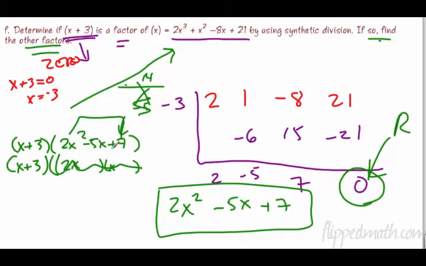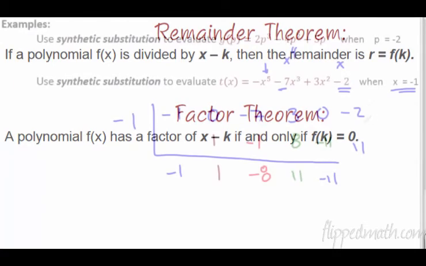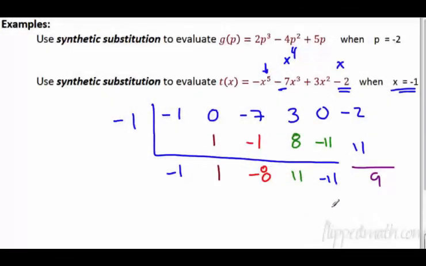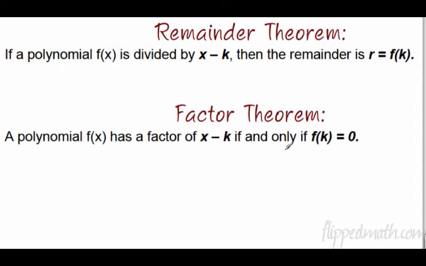Now, this brings me to two new theorems, but they're not new. They're just kind of becoming enlightened to us. Can I say that? I don't know, but you remember back when we did synthetic substitution? Remember that? And lastly, when we add, we get positive 9. So we know that t of negative 1 equals 9. Wow, that guy just sounds handsome. I don't know about you, but that's what I think.